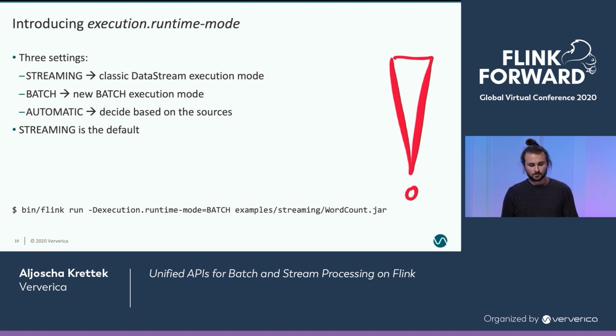And then you can set the setting in your code, in your DataStream program, or you can set it in the bin/flink run command. You can say execution runtime mode batch or streaming, and it's pretty straightforward how you use it. There's just this one setting that you set, and then you get different execution behavior. And now I will actually go into what changes when you enable batch mode compared to streaming mode.